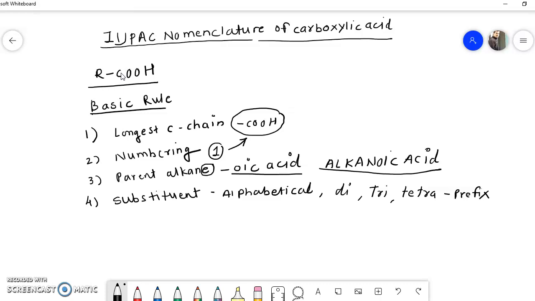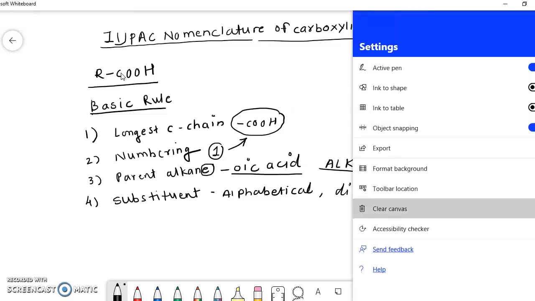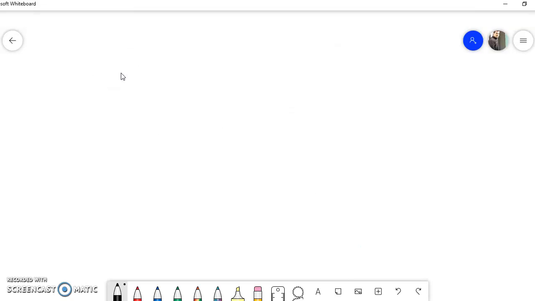Now we'll see some examples so that you will easily understand the IUPAC nomenclature of carboxylic acid. So we'll see some rules and then examples. Now see the first example. We'll take a very simple example like CH3COOH. In the common name system, it is called acetic acid. All of you know. But this is not the IUPAC name. This is the common name.